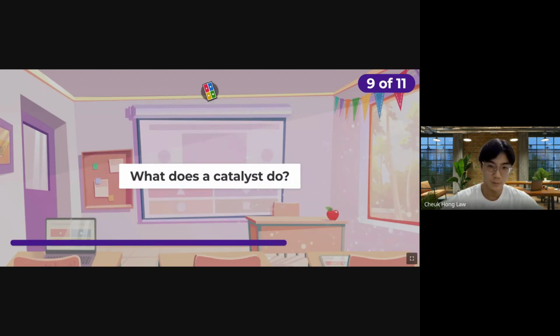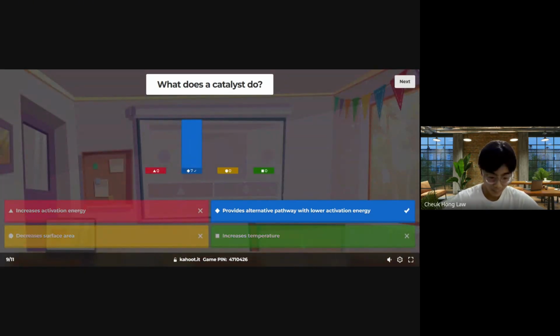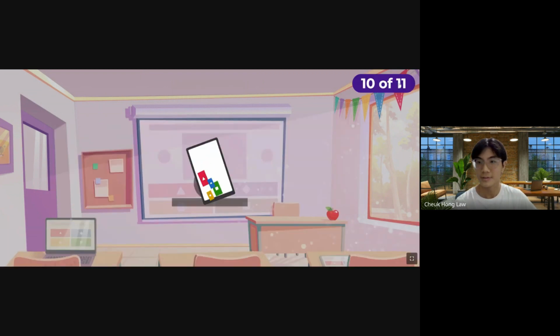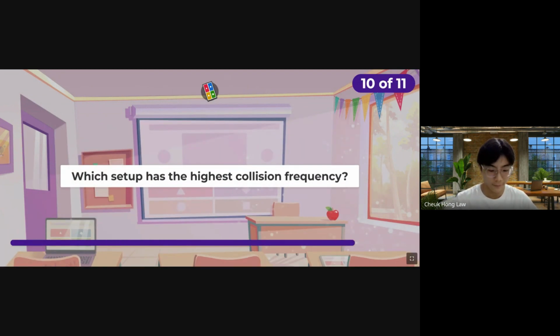What does a catalyst do? Provides an alternative pathway with lower activation energy. Good job, everyone. Which setup has the highest collision frequency?